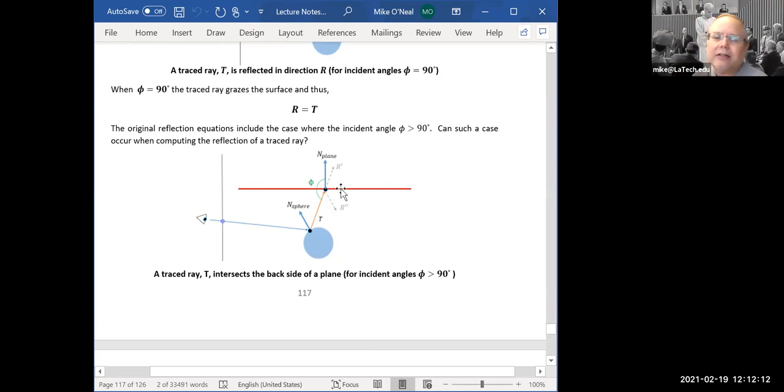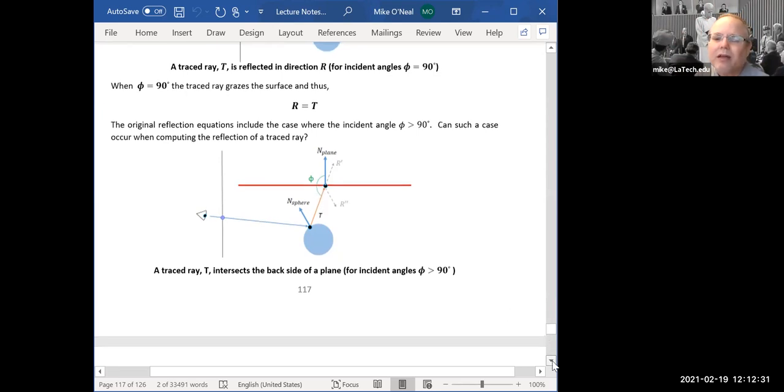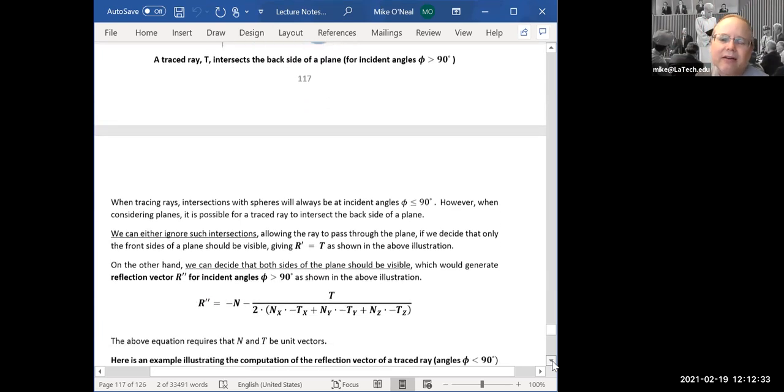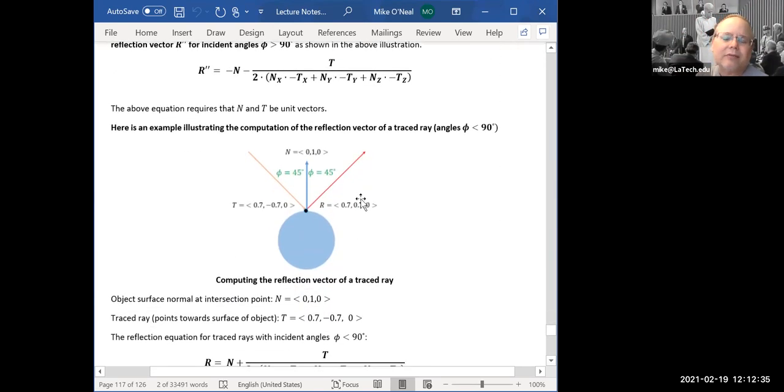But if you do decide to make it reflective on both sides, then you have to take care of this concept that you can have an angle greater than 90 degrees. And so, do I just let it pass through to be R prime, or do I have it reflect, which is R double prime? If you're going to have it reflect, you've got to have equations for that. Here they are. Boom.